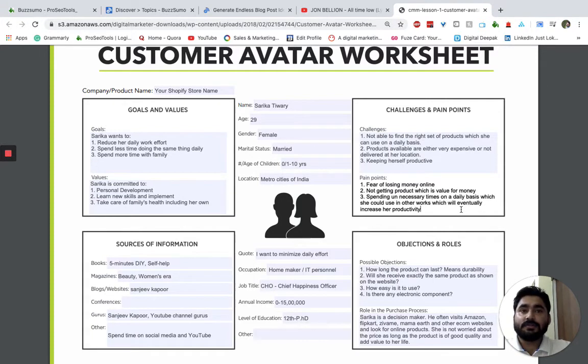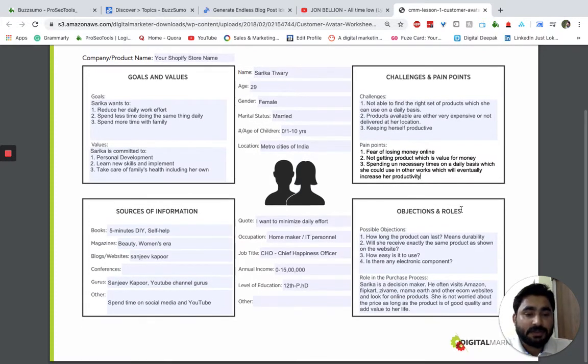If she is working somewhere else, if she is working class, then she always runs out of time. So she barely gets some time to take care of her family and her own health. So that is a particular pain point which we, as an e-commerce store, need to address with our products. What are the objections and roles?